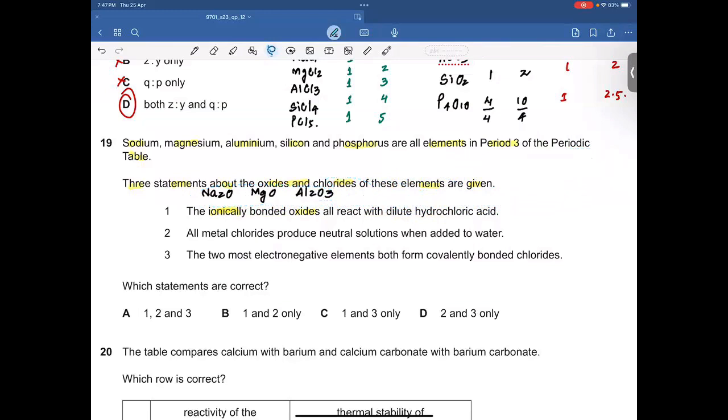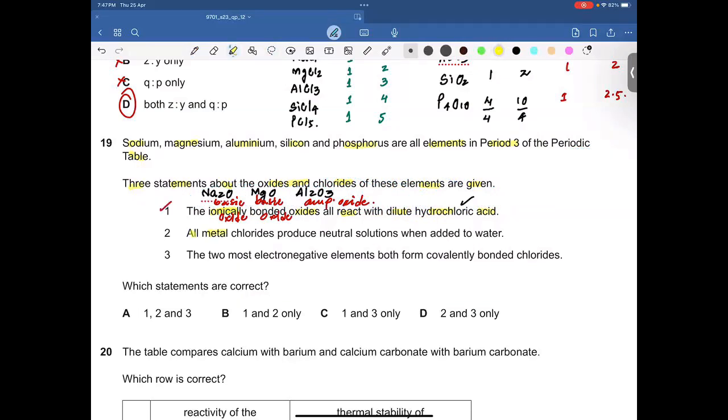Okay. Reacts with dilute hydrochloric acid. That's right, because it is a basic oxide, which can react with acid. Basic oxide can react with acid, and aluminum oxide is amphoteric, so it can react with acid. So the first statement is right.